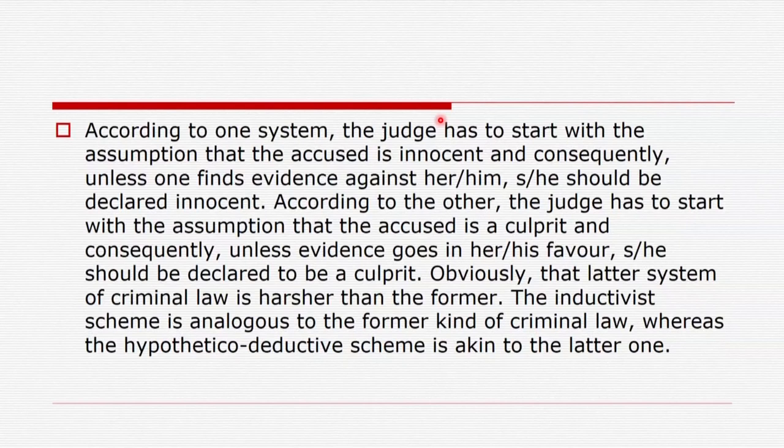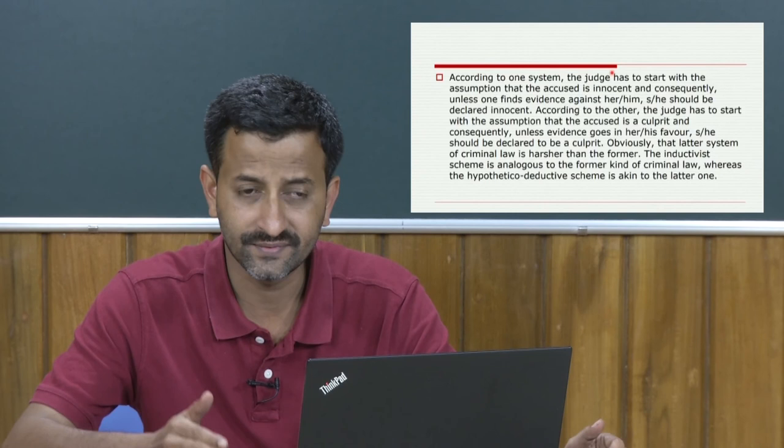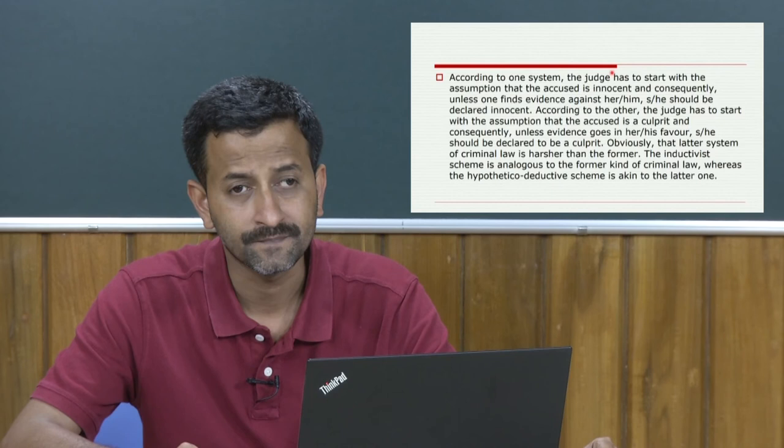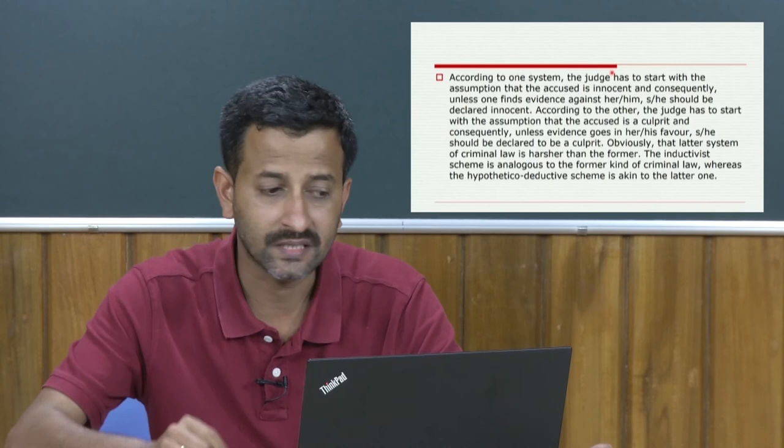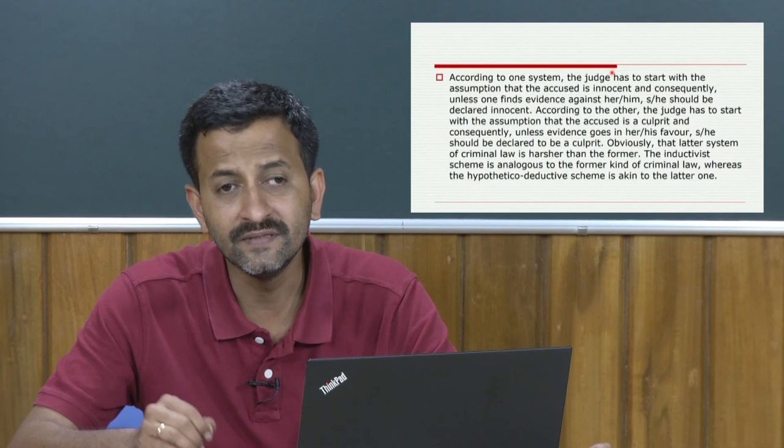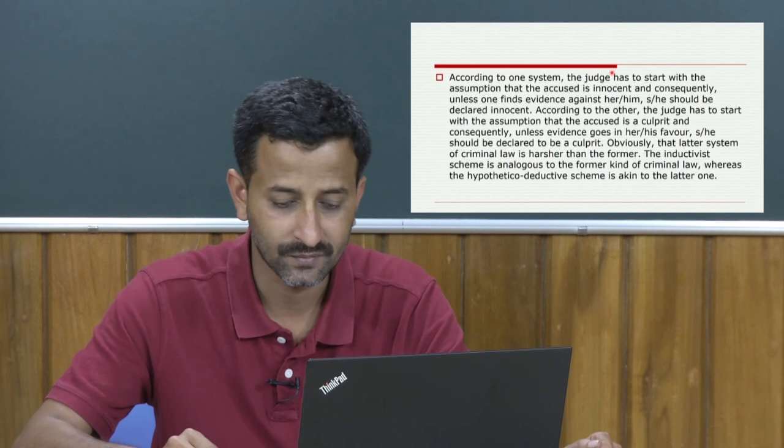The inductivist scheme is analogous to the former, the first kind of criminal law, where the judge starts with the assumption that the accused is innocent. And the hypothetico-deductive scheme is akin to the latter, the second one, where the judge must start with the assumption that the accused is a culprit, and consequently, unless evidence goes against him or her, he or she should be declared to be a culprit. He or she remains a culprit.